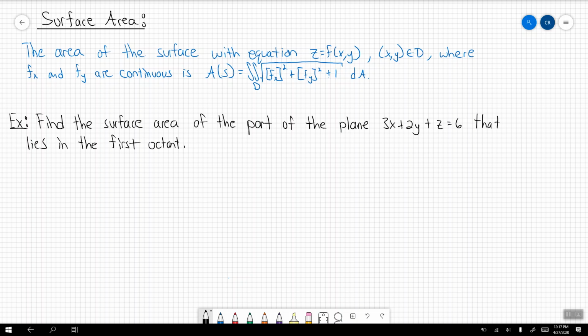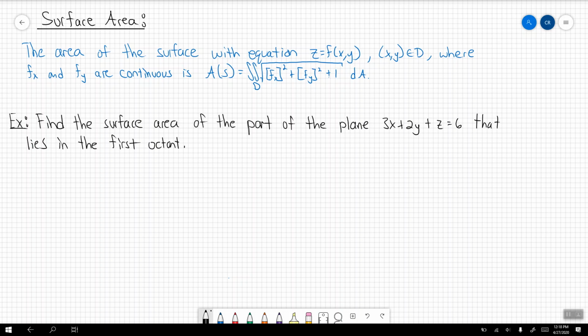Now, this must happen if f sub x and f sub y are going to be continuous. In other words, the first order partial derivatives for this given multivariable function must be continuous. If that's the case, then the double integral over that region of the square root of the sum of the squares of the partial derivatives must be the surface area.